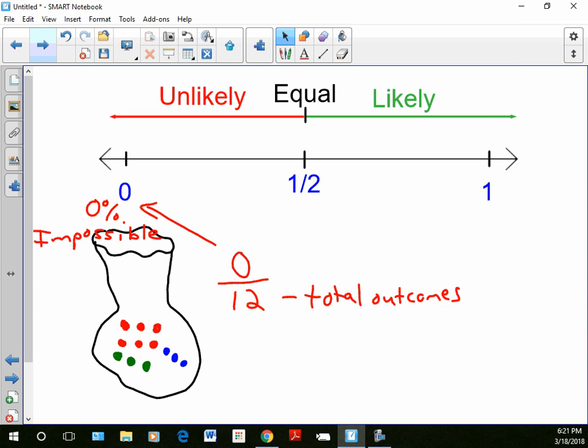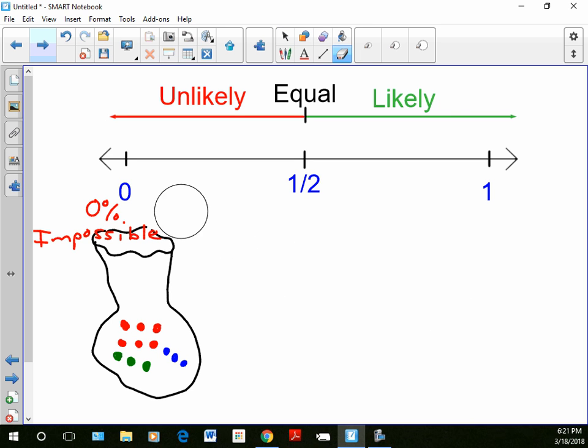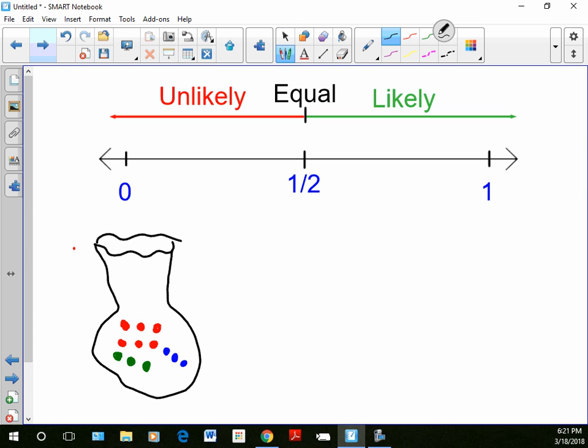So 0 was purple. That was our desired outcome, and we did not get it. So the chance of getting purple is impossible. So let's try a different scenario. It said it's 0% or impossible.